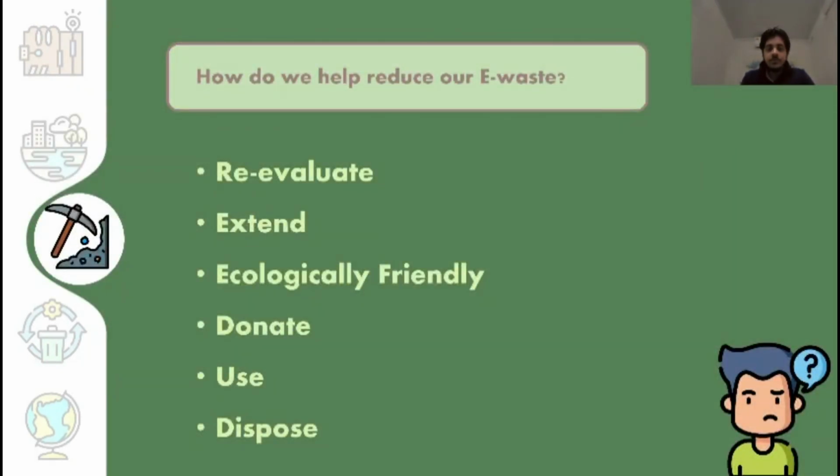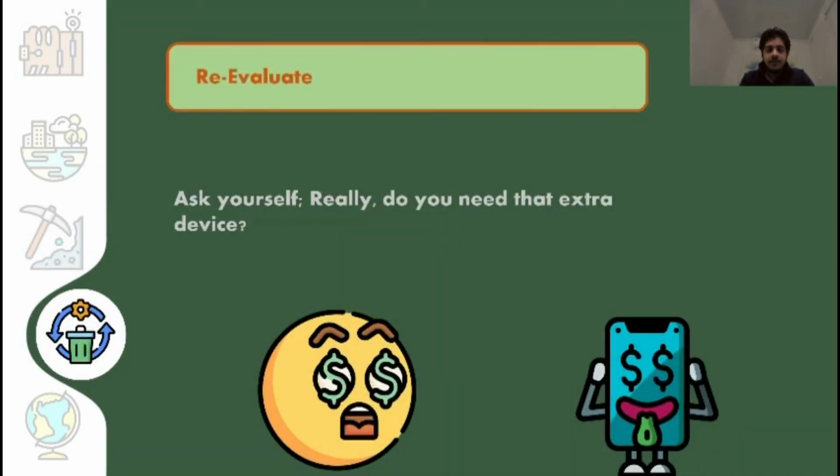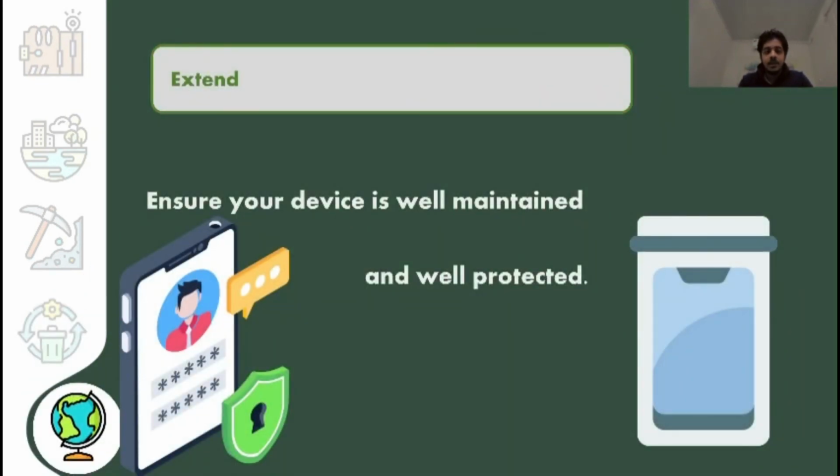So how do we help reduce our e-waste? We do these 6 things. We re-evaluate our decisions and ask ourselves, do we really need that extra device when we can have one device that is multifunctional rather than having one that serves only one purpose? We extend the lifetime of our devices by ensuring that they are well maintained and well protected.